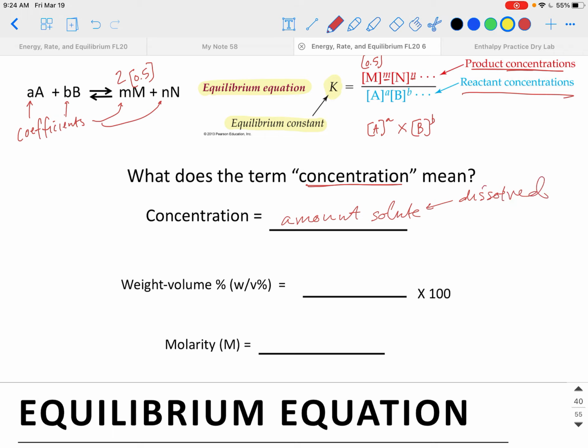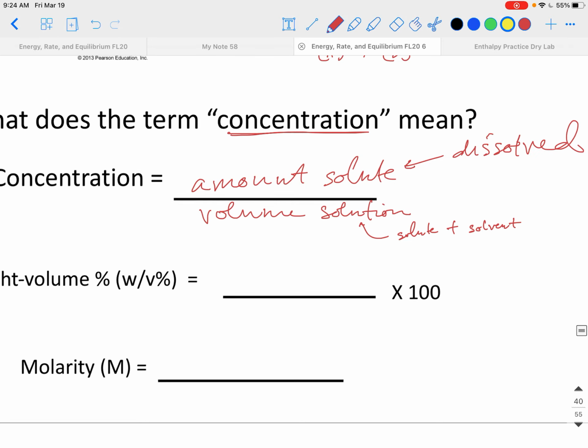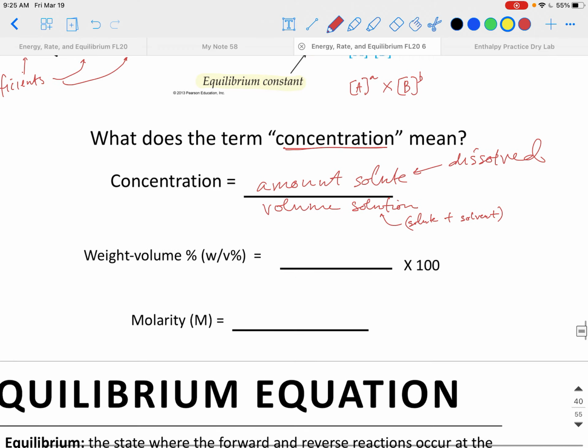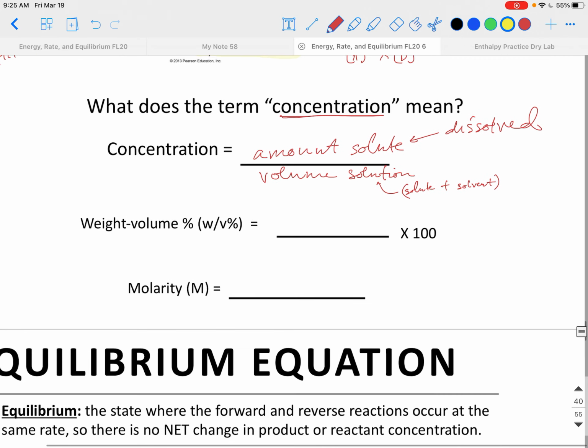The stuff that is dissolved is your solute per a volume of solution. All right? So it's amount of solute, whatever you're dissolving, in a volume of your whole solution. And the solution contains both the solute plus the solvent. Okay, which is usually like water or the liquid that you're using to dissolve your solute. Okay? So that's just the generic definition of what concentration is. But there's different ways we can measure concentration. We're really going to dive into these things in Chapter 9. I'm just giving you a brief intro since equilibrium involves this word concentration so much.